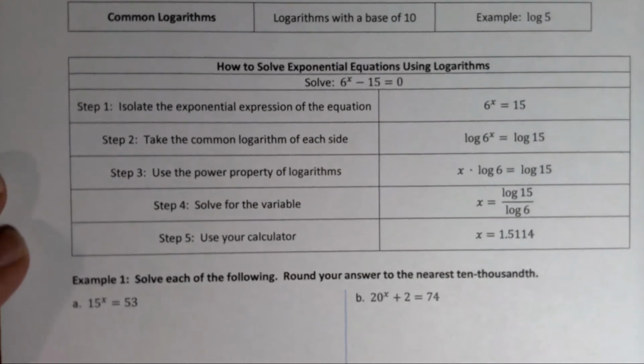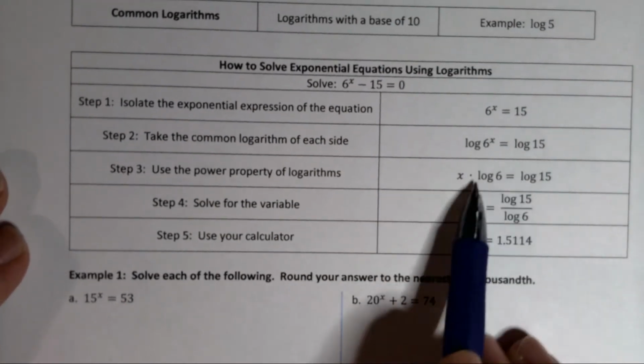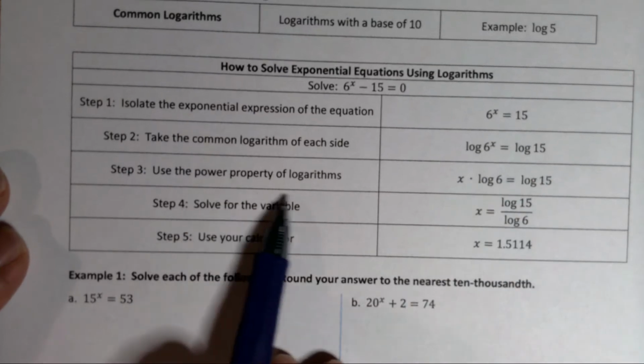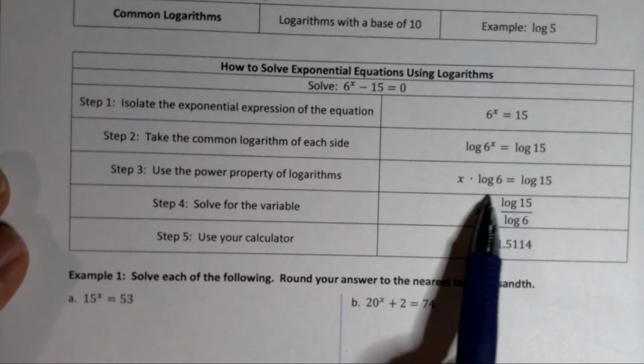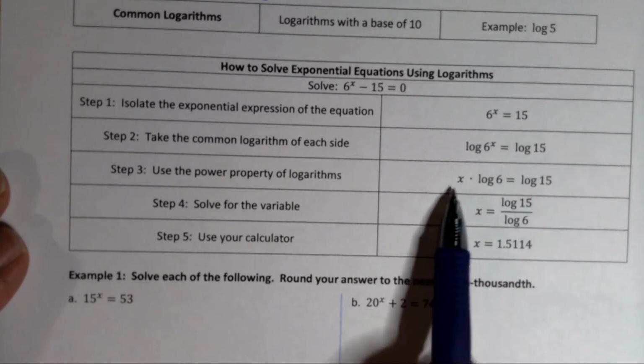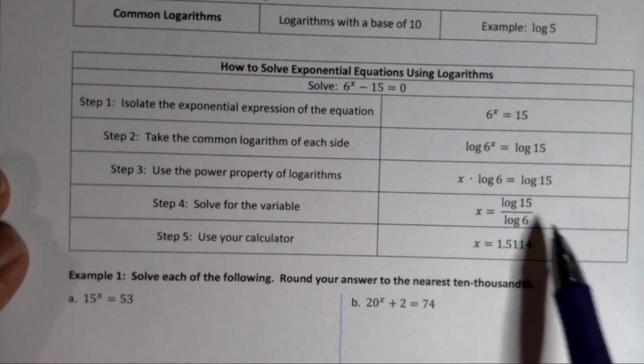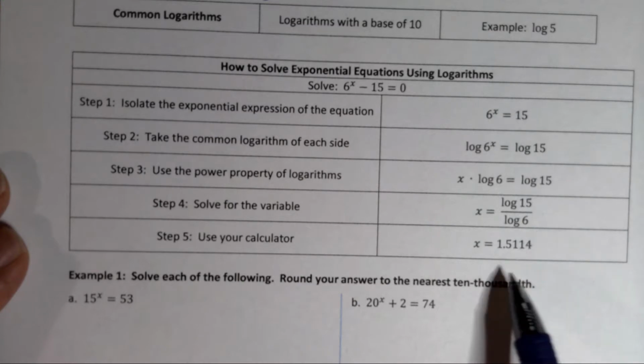All right, so we take the log of both sides. You're going to use the power property of logarithms, meaning you take that exponent and it becomes a coefficient, and then you're going to divide by log 6 because it's x times log 6. That's how we get this log 15 over log 6. And we just throw that puppy in the calculator. That's it. All right, let's do some examples.